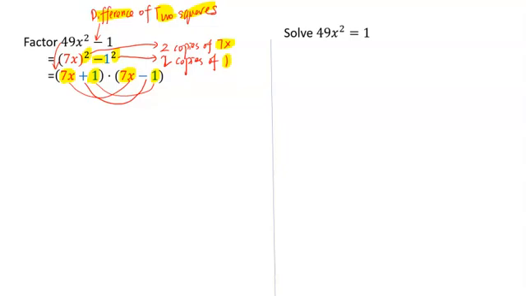But for the example on the right, notice there's a huge difference. In this case, we have an equal sign. If there's an equal sign, we call this an equation. But 49x squared minus 1 doesn't have an equal sign, and so we call this an expression.